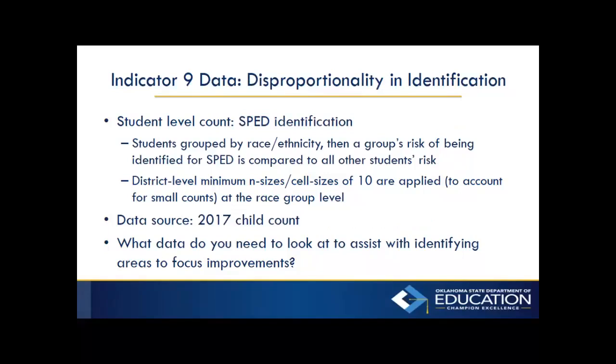If you have all one racial group in your district, then that calculation does not occur for all the other groups, and you are compared to the state risk because you don't have enough for those other groups to calculate, okay?